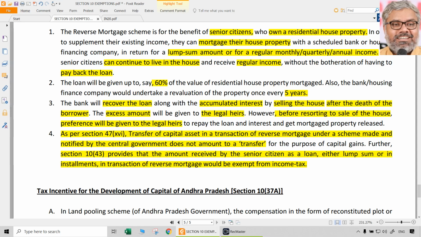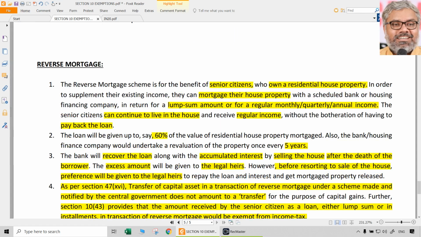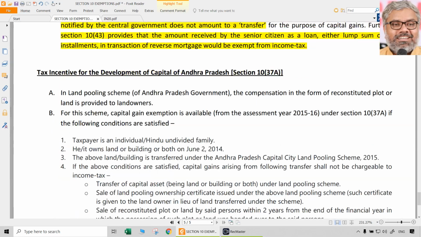First of all, it is a loan, actually speaking. So it doesn't have the nature of income also. Hence it is exempt from tax under 10(43). That is about reverse mortgage. Now let us move on to another story.